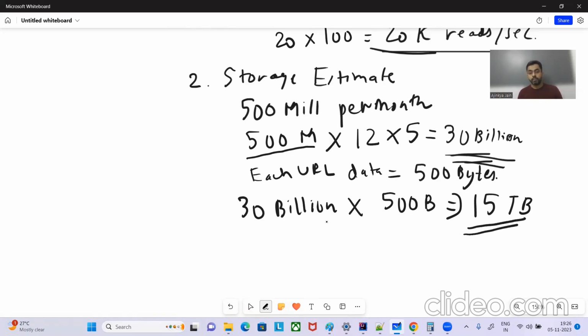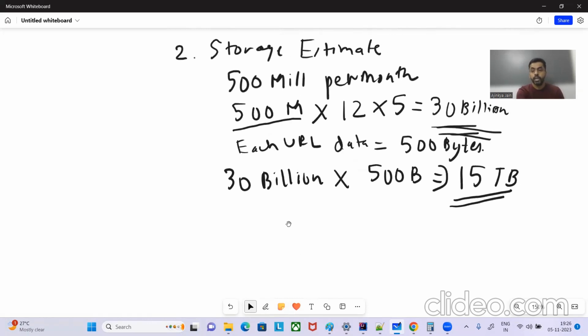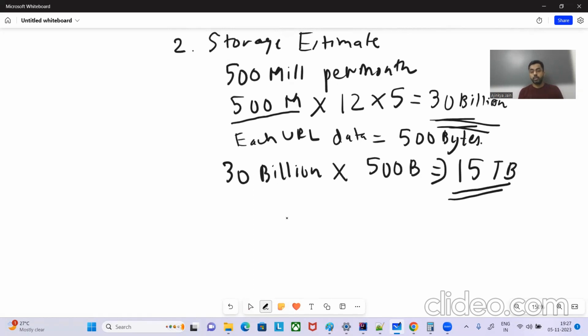15 terabytes of minimum storage to store all the data which you'll be getting: 500 million per month, and 5 years you have to store. Each month you'll be getting 500 million records, so you'll be requiring 15 TB of storage. So this is the storage estimate which we have estimated.